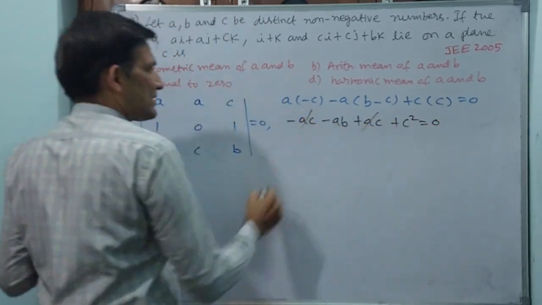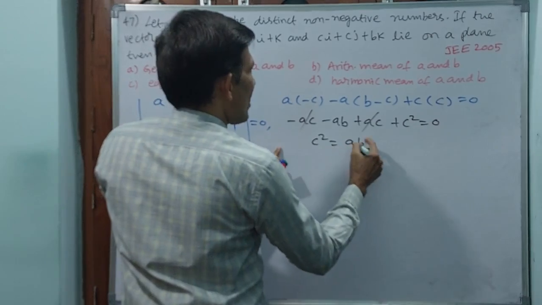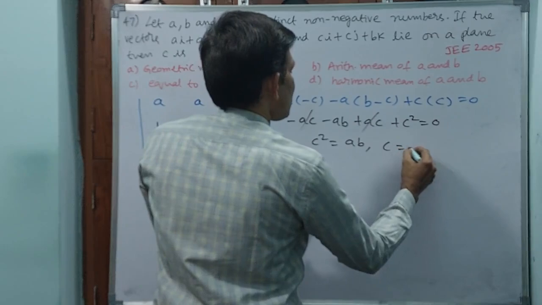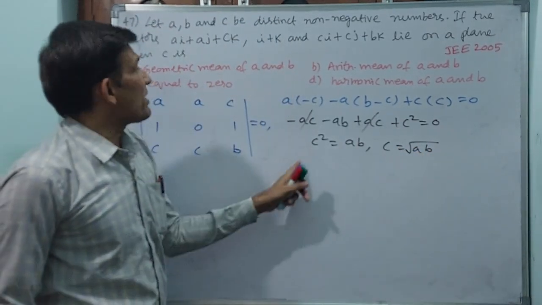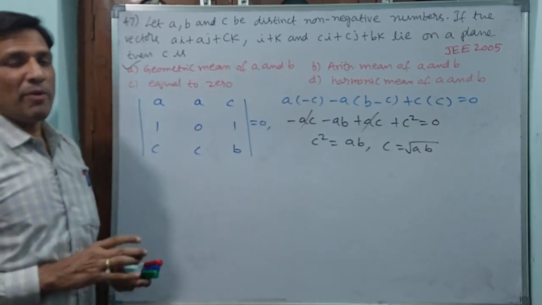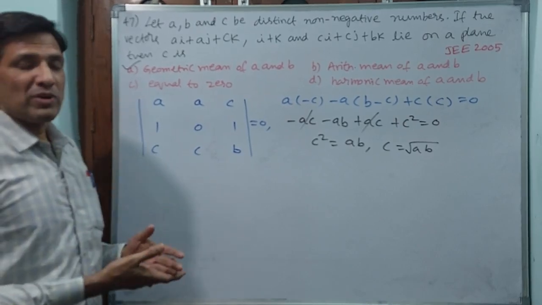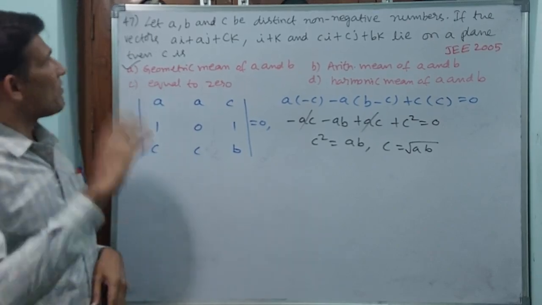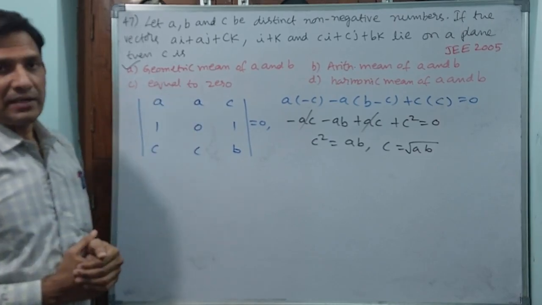You see, minus ac plus ac you cancel out. Then you see c square is equal to ab. Okay? C square is equal to ab, or c is equal to root ab, means what we can understand? C is geometric mean of a and b. This is the answer. Okay? C will be geometric mean of a and b. A plus b by 2 comes means arithmetic mean. Harmonic means we have to reverse it. That we will see afterwards. Okay? This is the answer. A is the answer. Let us go for next question.